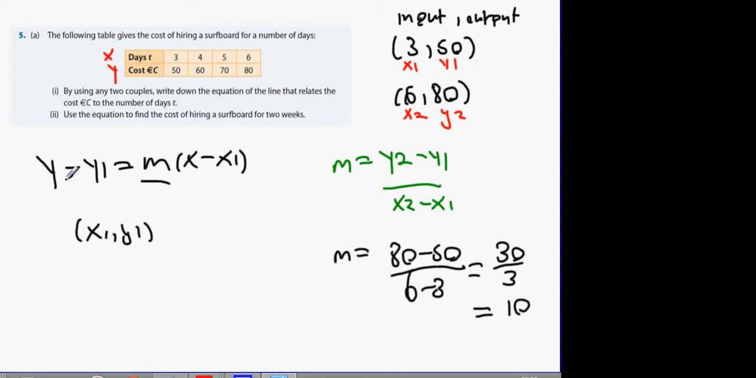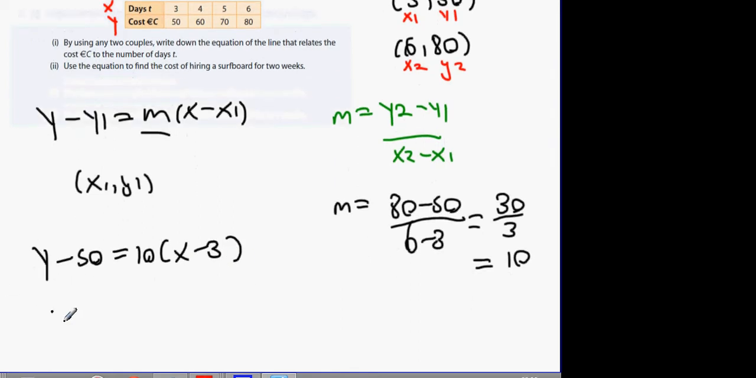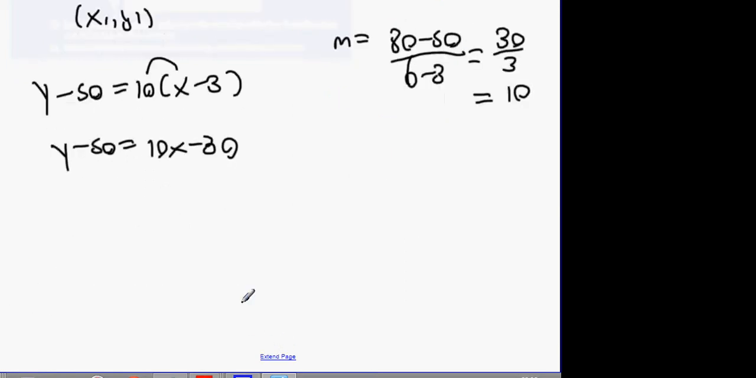Alright. Then we got to get the equation of the line. Y minus y1. Y1 is 50, equals 10 into x minus x1, which is going to be x minus 3. Multiply it out. Y minus 50 equals 10x minus 30. Bring 10x over to the other side, James, and what do we get? Minus 10x plus y minus 20 equals 0. This is the equation of your line.